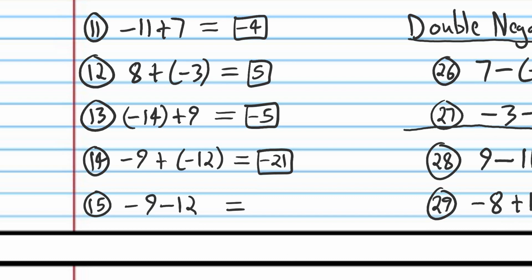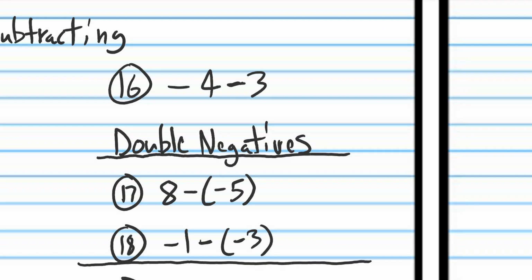And negative 9 minus 12, that's the same thing as negative 9 plus negative 12. It's negative 21. All right? And so negative 4 minus 3, again, that's the tricky one. That's the one that students always hate. Negative 4 minus 3 is negative 7.